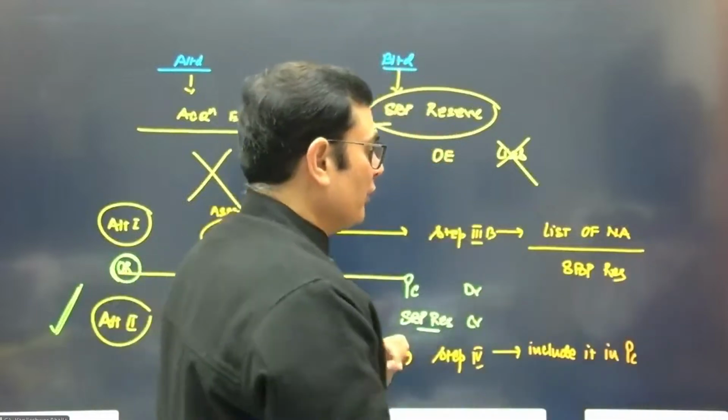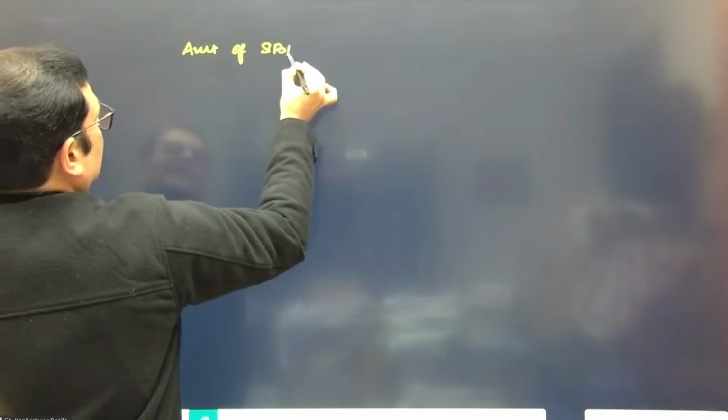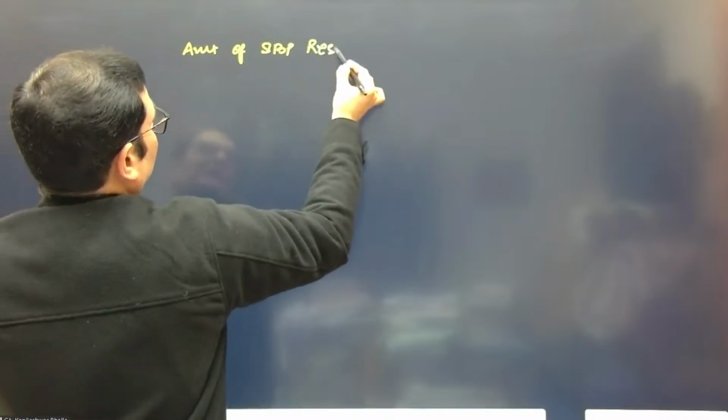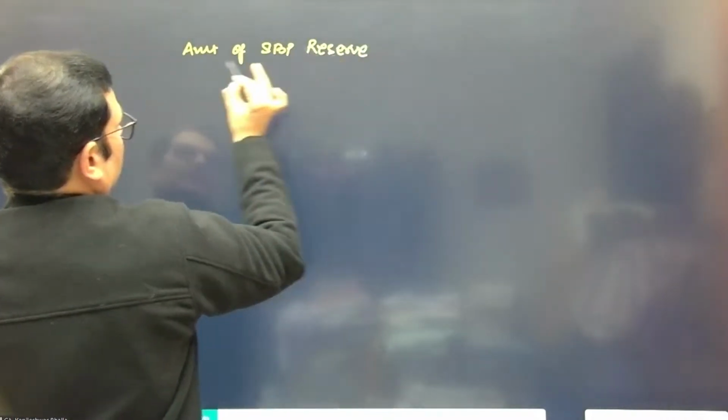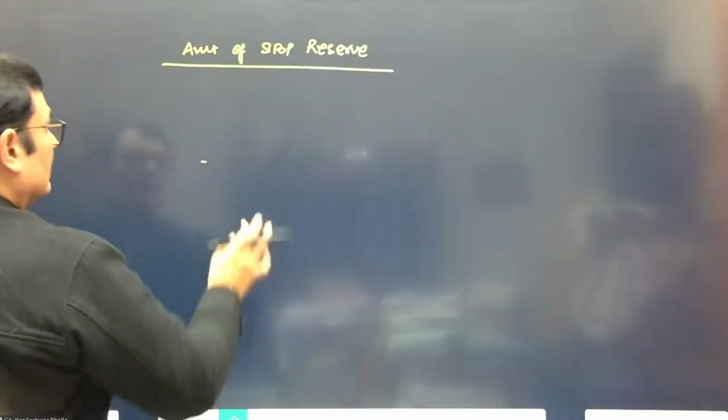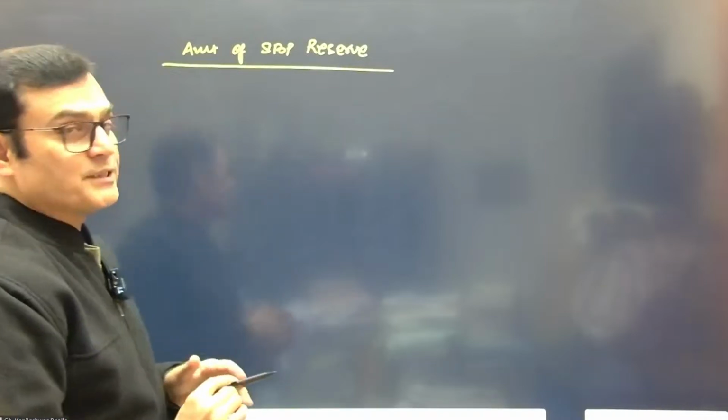Now the question arises, what is the value? What is the amount of SBP reserve to be created in the books of A? That's the million-dollar question. So the next issue is, what is the value, the amount at which this SBP reserve is going to be created?